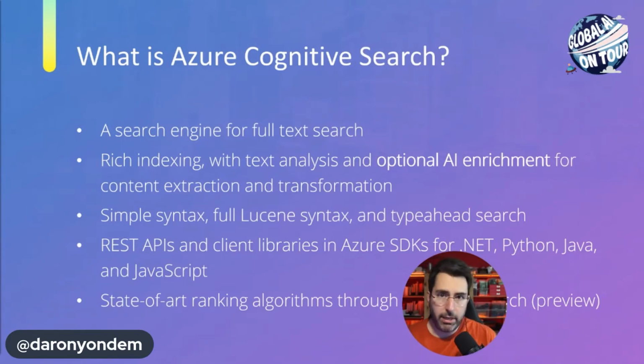But again, REST APIs, I'm not going to say you don't need an SDK. Yeah, you don't need an SDK. If you have it, that would be really nice. Obviously, it makes things much easier, right? Anyway, state-of-the-art ranking algorithms, that's important. State-of-the-art ranking algorithms through Semantic Search, which is in preview.